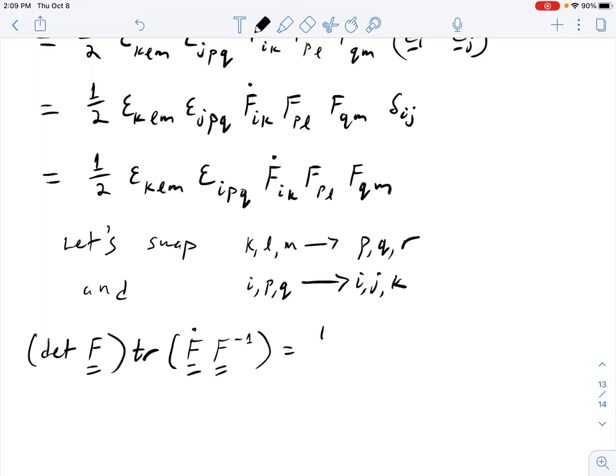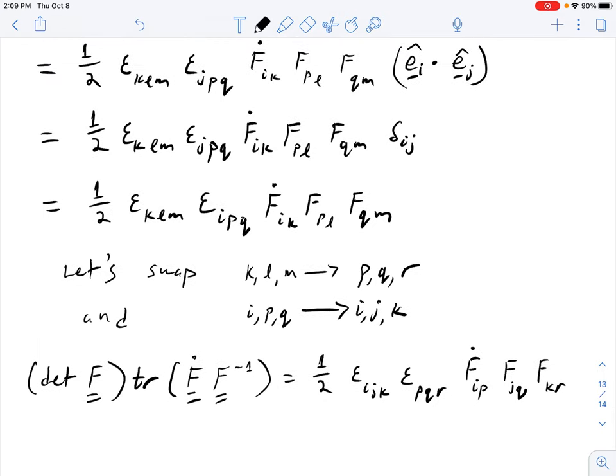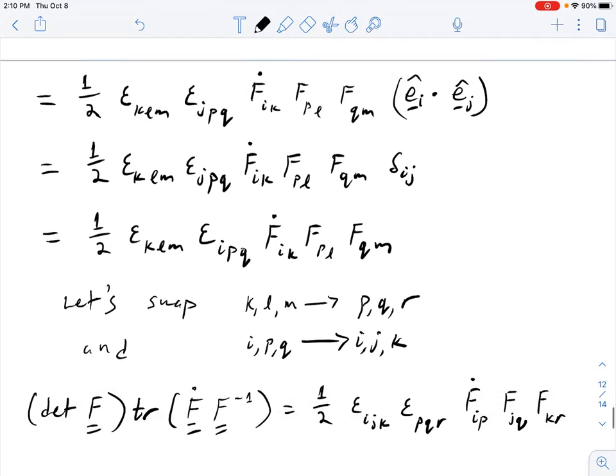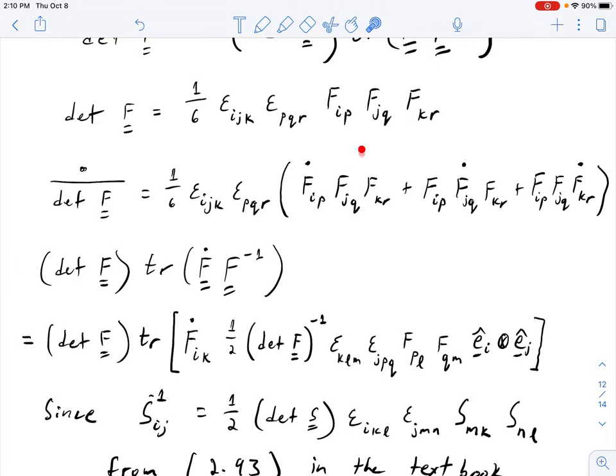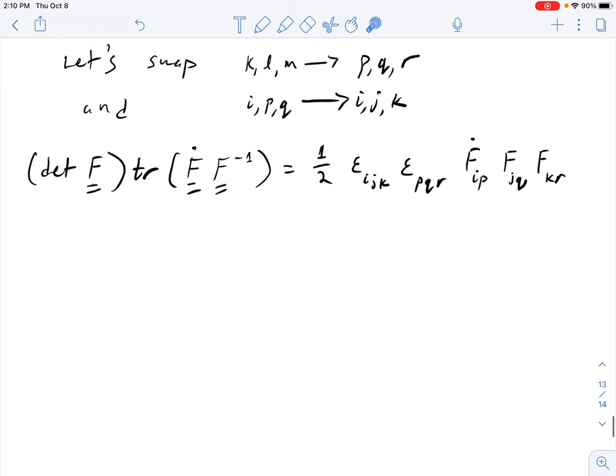is equal to 1/2 epsilon I J K, epsilon P Q R, F dot I P, F J Q, F K R. All right, that's a good spot to leave that one. And it's looking pretty close to the other side that we've been working with. Right, we have a 1/6 in there and three terms that are looking pretty close, with the exception that the F dot doesn't exactly appear where we want it. So let's go and investigate that now.